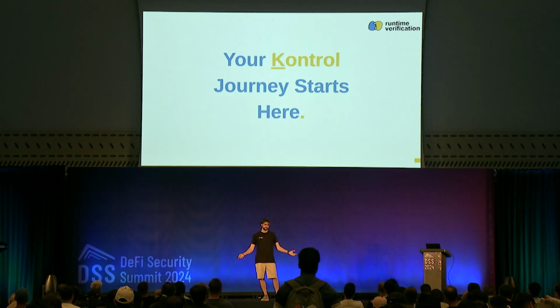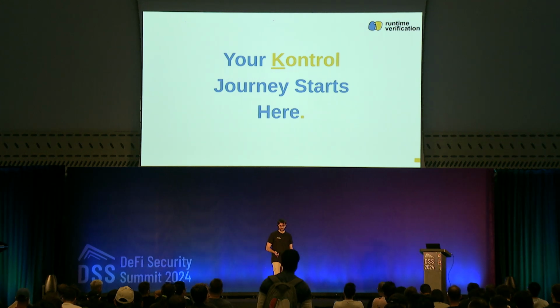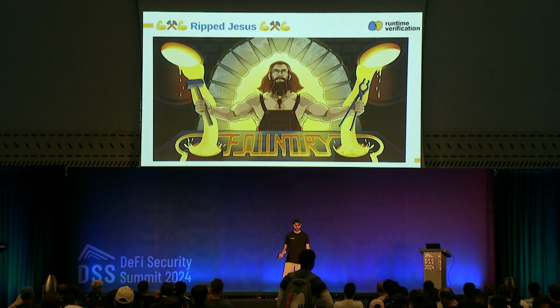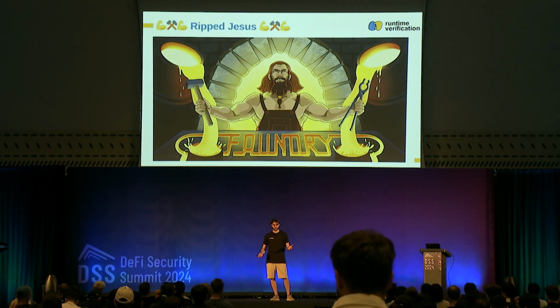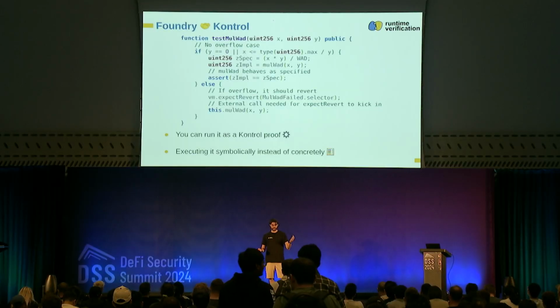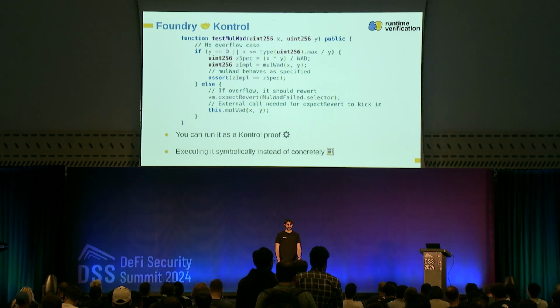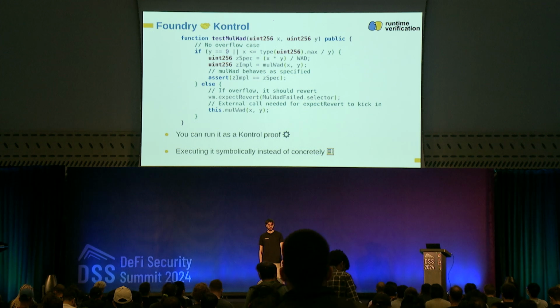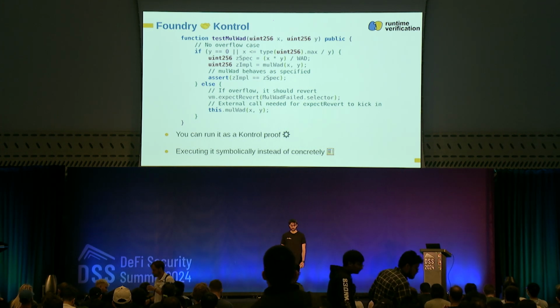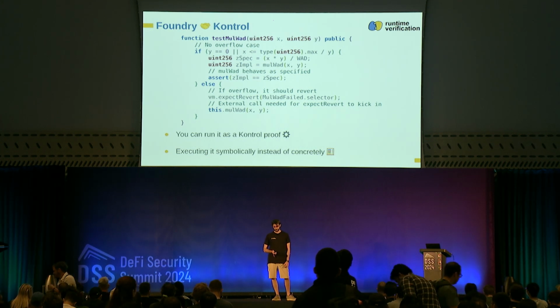So this is where your control journey starts at this very moment, and it starts with Solidity or Foundry. If you know Foundry, that's basically what you need to know to write control proofs, because control proofs are 100% Foundry compatible. You can take any Foundry test that you would fuzz over and run it as a control proof. You will be executing it symbolically instead of concretely, and we'll see what that means a bit later.